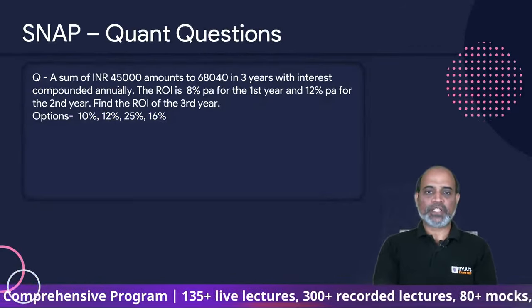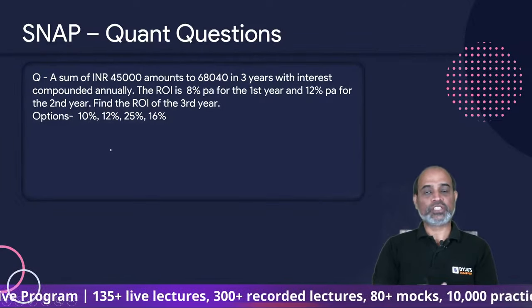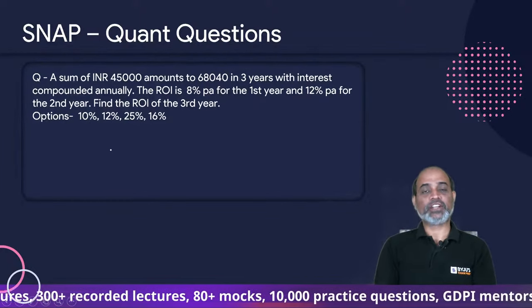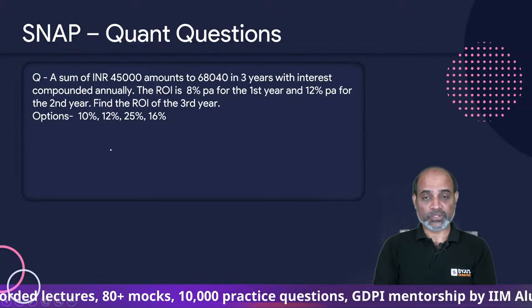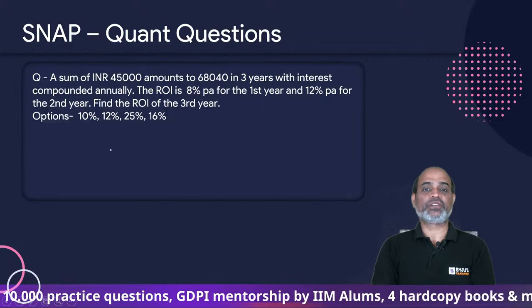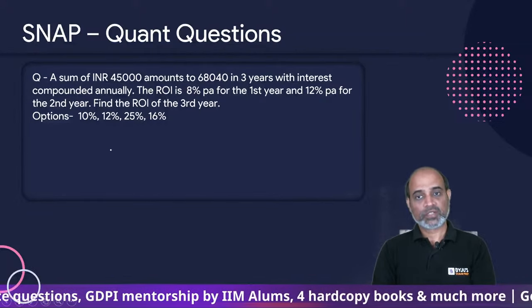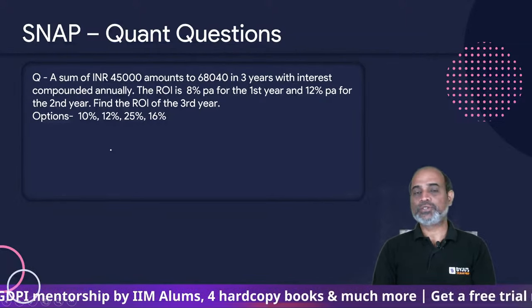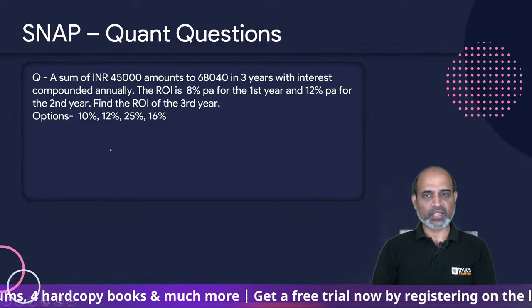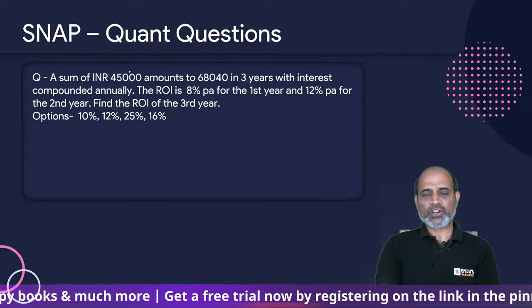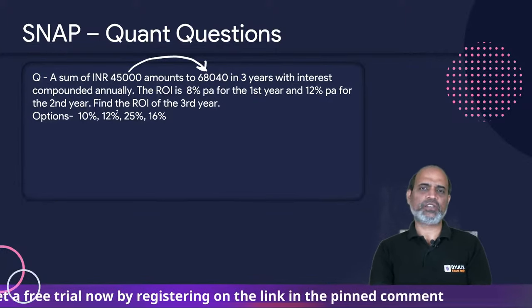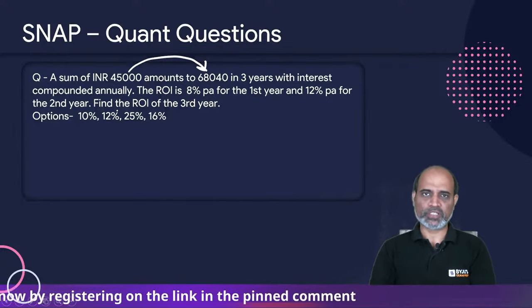Next, a sum of rupees 45,000 amounts to 68,040 in 3 years with interest compounded annually. The return on investment is 8% per annum for the first year, 12% for the second year. Find the return on investment of the third year. Okay? You can see 10, 12, 16, they are not very close, but they are not still worth trying much. आप क्या करोगे? Successive का approximate कर सकते हो. Just assuming कि you will get an answer which is like 25% आता है कि नहीं.